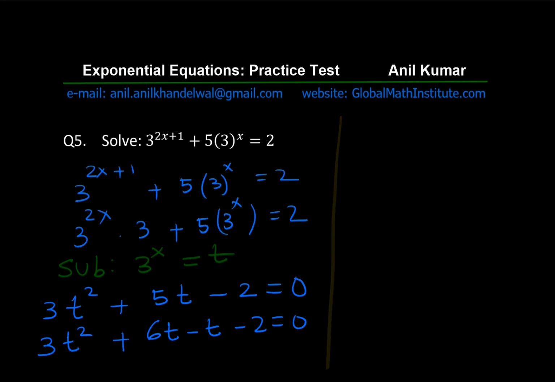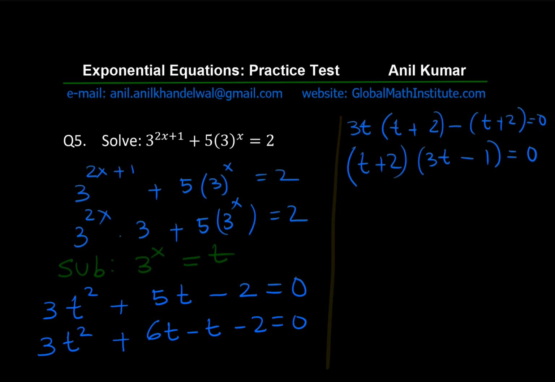We can take 3t common from the first two terms. So we get t plus 2. And here we can take negative common to get t plus 2 equals 0. Now t plus 2 is common, and that gives you 3t minus 1 equals 0. So we get t equals minus 2, and we get t equals 1 over 3 as two solutions.